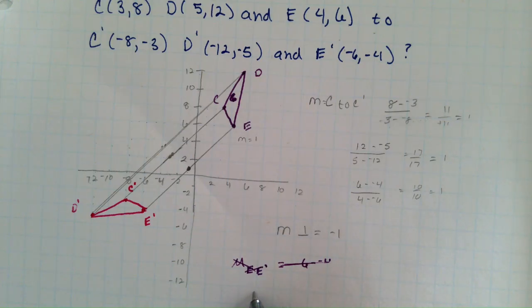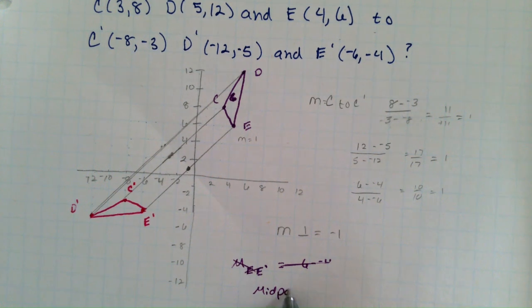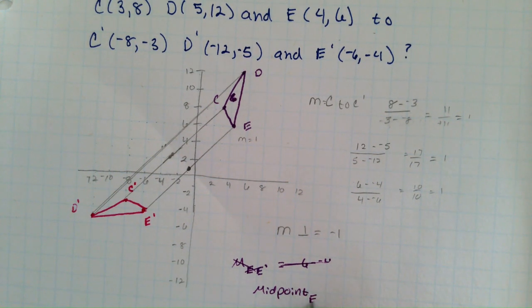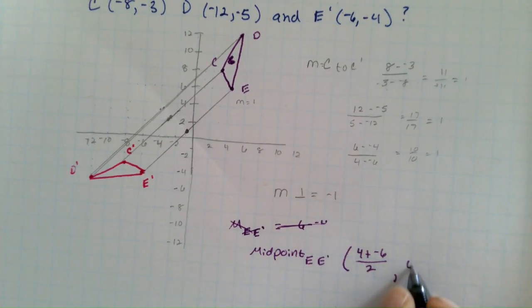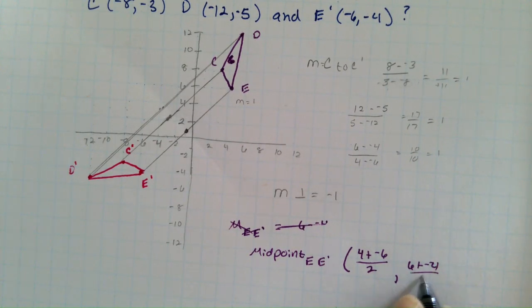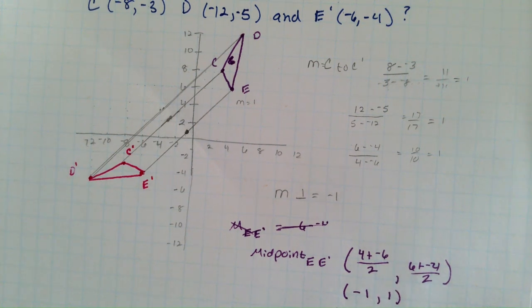Okay, we need the midpoint from E to E prime. And so that's going to be the average of your x's divided by 2, right? And then the averages of your y's, 6 plus negative 4 divided by 2. And when we do that, we get negative 2 divided by 2, which is negative 1, positive 2 divided by 2, which is 1. So now we have a point and a slope.